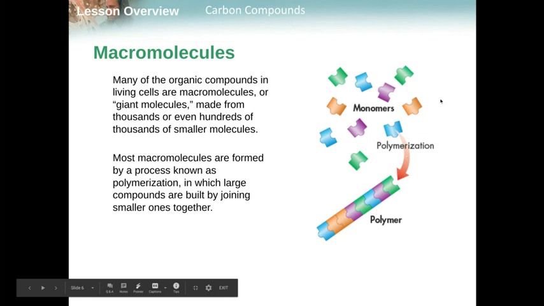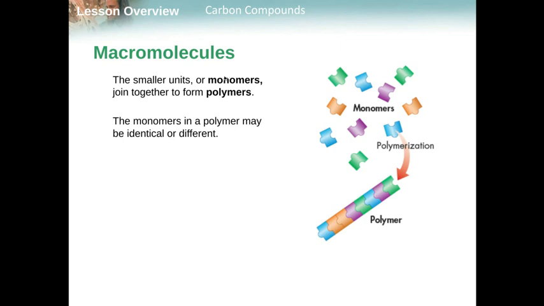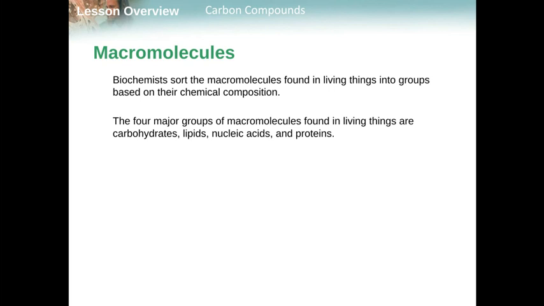Now, most everything that we find in our body is going to be made up of polymers. So, smaller units, monomers, join together to form polymers. The monomers in a polymer may be very different, or they may be identical. We'll see, especially with our amino acids later, that a lot of them are very similar, but they are still different in their own way. Biochemists will sort these macromolecules found in living things into groups based upon their chemical composition. Four major groups that I've already identified are carbohydrates, lipids, nucleic acids, and proteins.